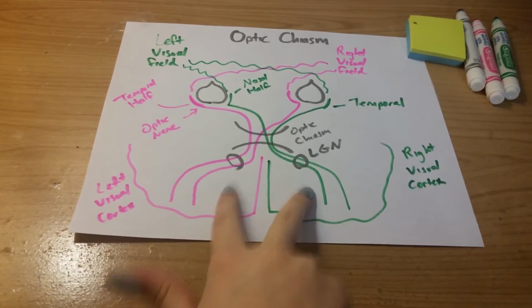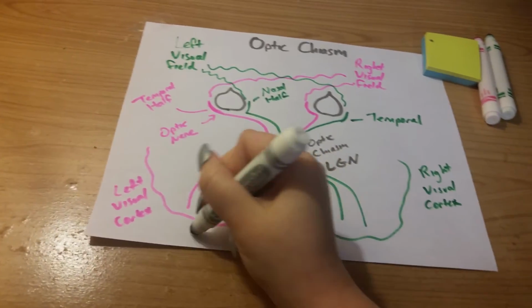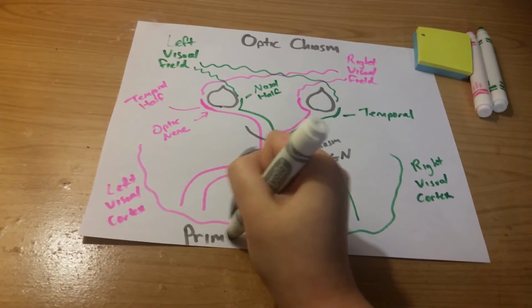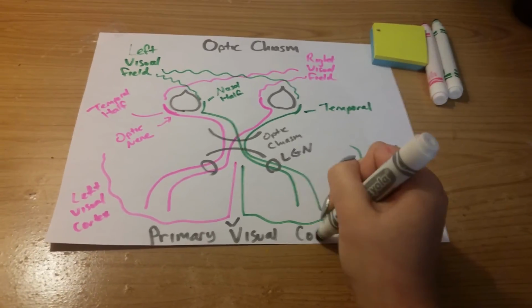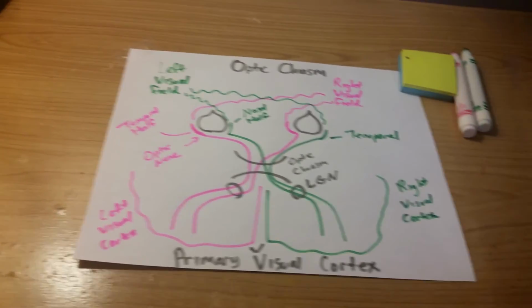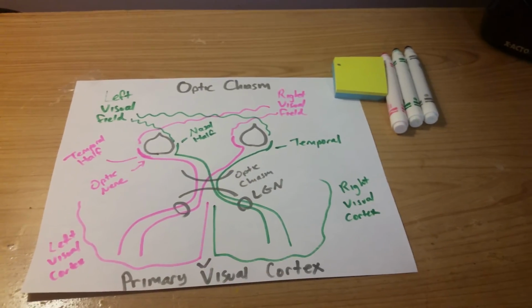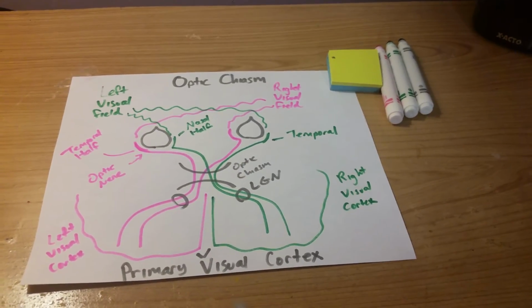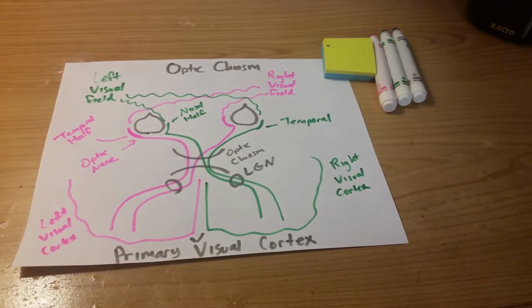Together, these two structures make up the primary visual cortex. And so, this structure is the optic chiasm and how our brain processes the left and right visual fields into their respective cortexes.